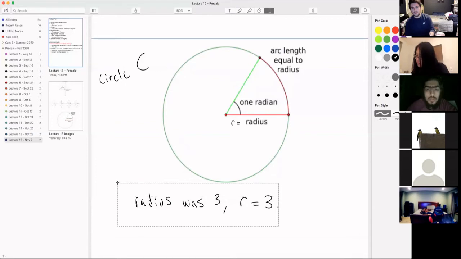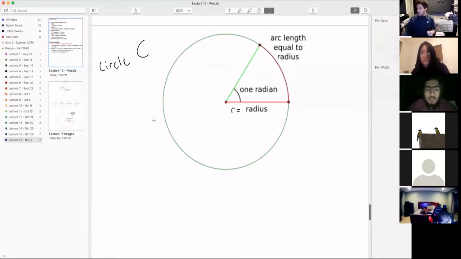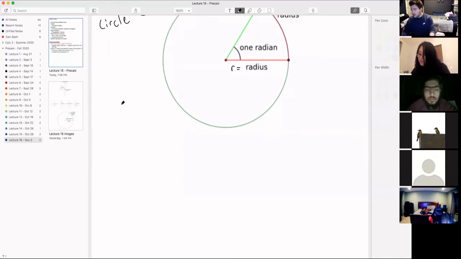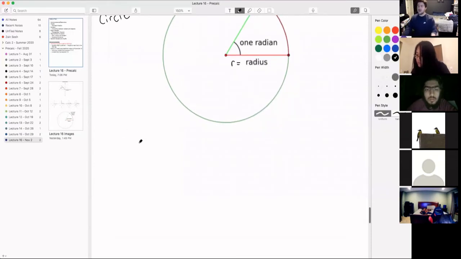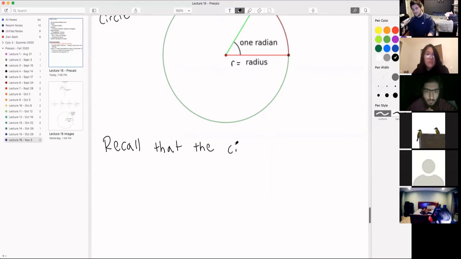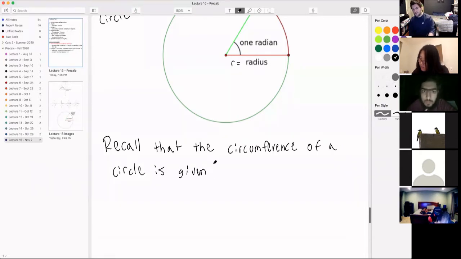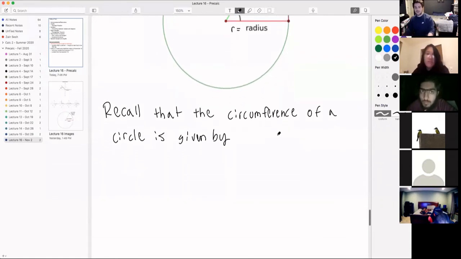All right, so let's just keep going. We need to talk about the circumference of a circle. Recall that the circumference of a circle is given by the formula C, for circumference, equals 2 pi times r, where r is the radius.